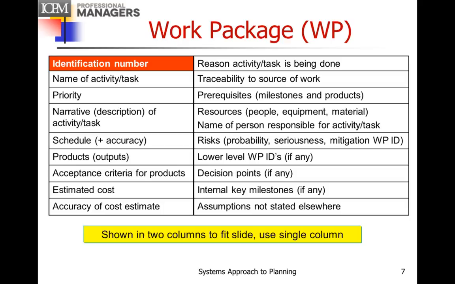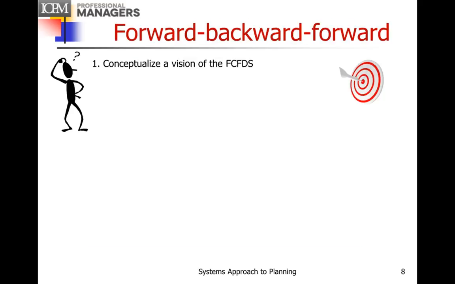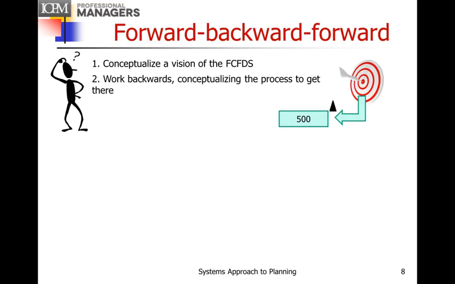And you generally put this in a spreadsheet. So when you do the planning, this is the second tool I want to introduce you to. It's a conceptual tool. It's a way of doing things. You conceptualize a vision of the FCFDS, and then you work back from the answer. So the FCFDS is your target, and then you figure out, working back, what did it take to get to the target? And those are the 500 level activities. And then what did it take to get there before it?